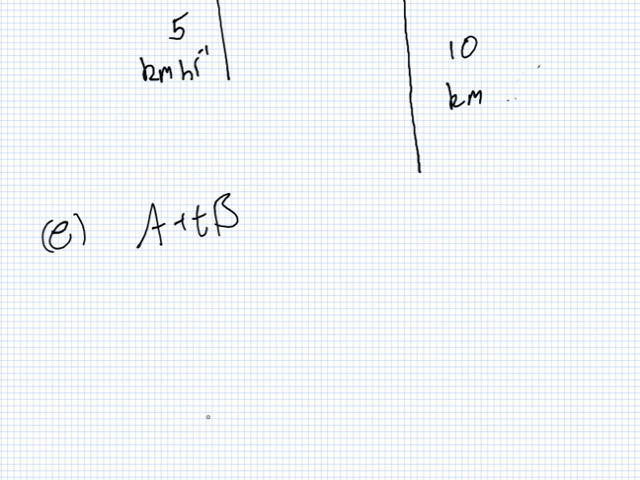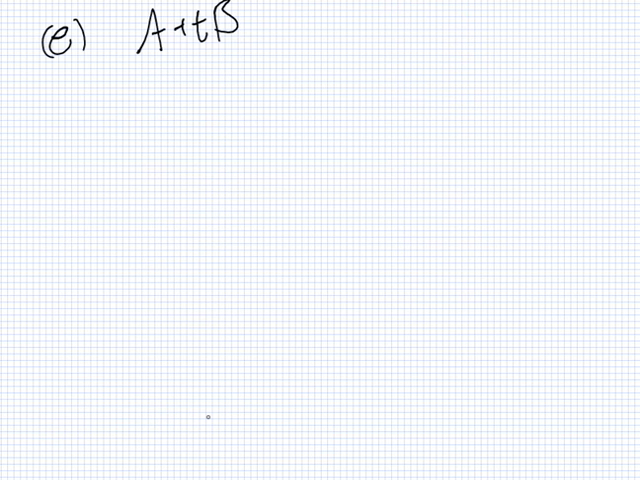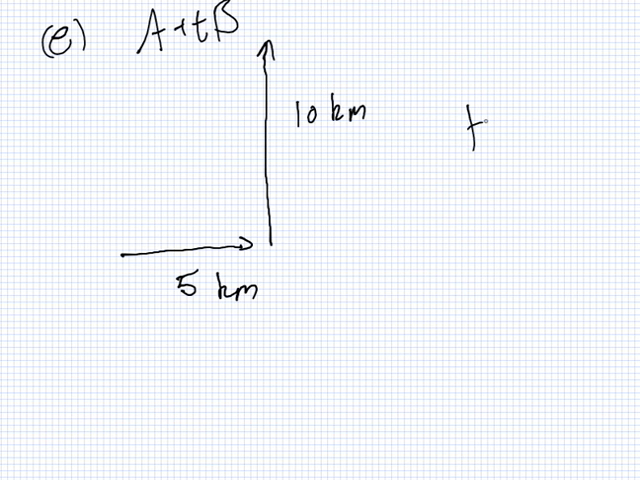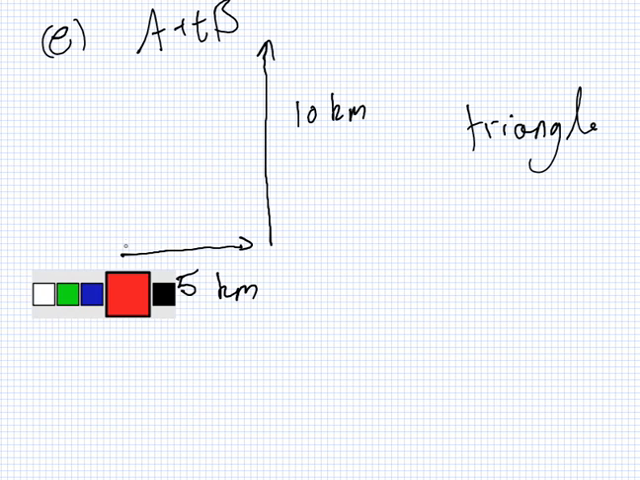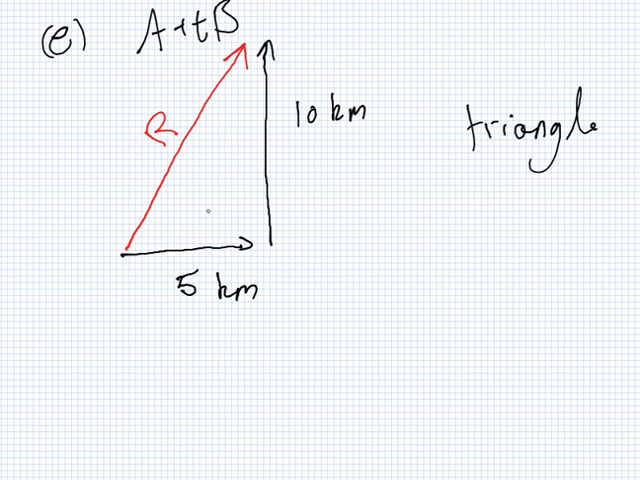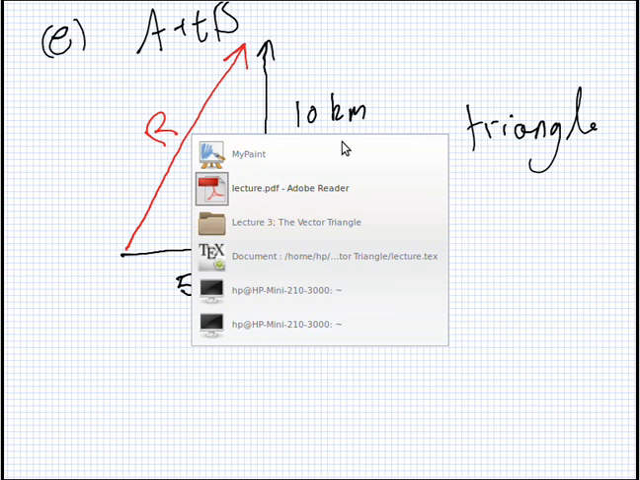Please remind me, what did I say A was? 5 kilometers east, was it? So I have here 5 kilometers east, and then I have 10 kilometers north, and don't forget I'm using my triangle here. So what's the answer when I add them together? Can you see? This is the answer. This is the resultant. We do sometimes a resultant when we get to force.